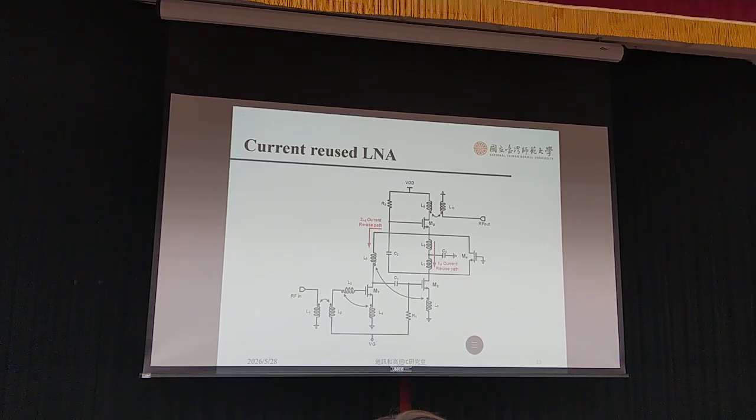Next is the LNA design, which uses a current-reuse LNA structure. The main idea is sharing DC current between multiple stages. This improves power efficiency while maintaining high gain. This approach is useful for receive design because low power consumption is very important.